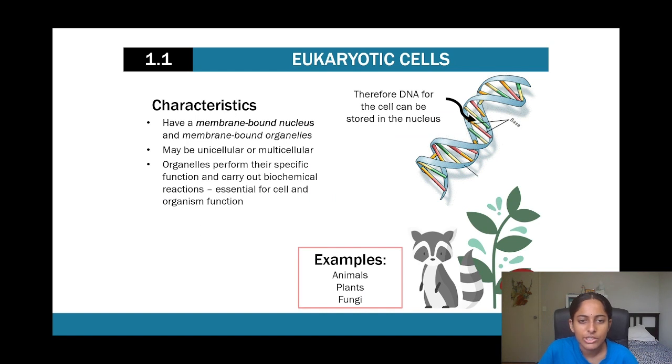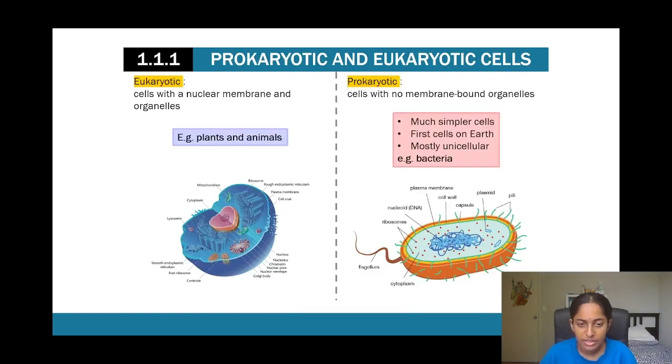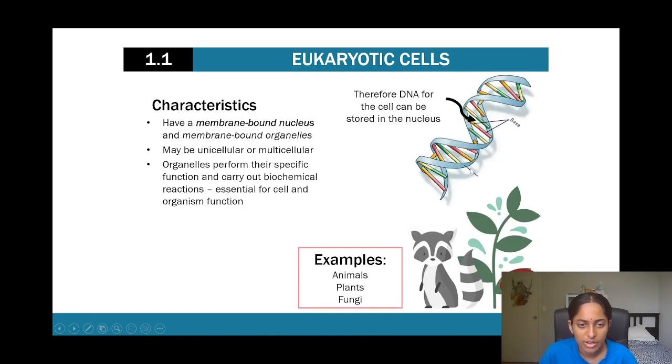Going further into the characteristics of eukaryotic cells, I have mentioned that they are membrane bound, in both the nucleus as well as their other organelles. One thing to also note is that eukaryotic cells don't have to be only multicellular like plants and animals. They can also be unicellular, whereas prokaryotic cells are mostly unicellular. That's just one thing to note. And each of their organelles performs its own biological function.